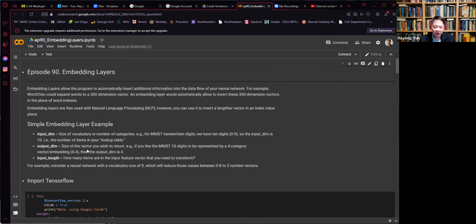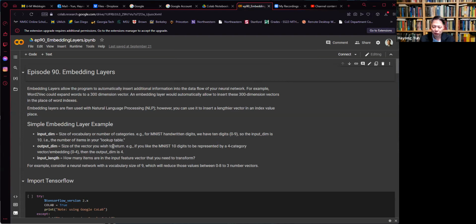So here, the layer example, it takes three numbers: input dimension, output dimension, and input length. Input dimension is the original, let's say, the number of vocabularies or categories. For example, if you were to deal with MNIST handwritten digits, they have 0 to 9 digits, so the 10 numbers. So 10 would be your input dimension.